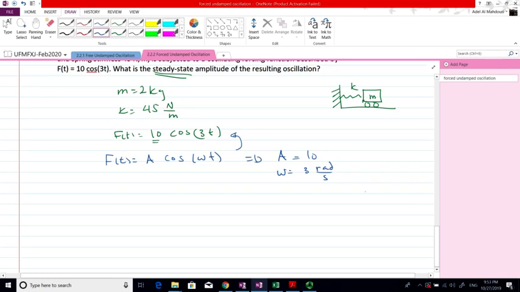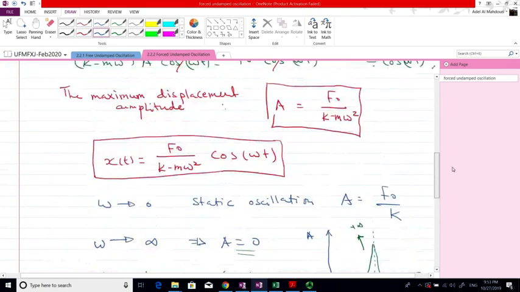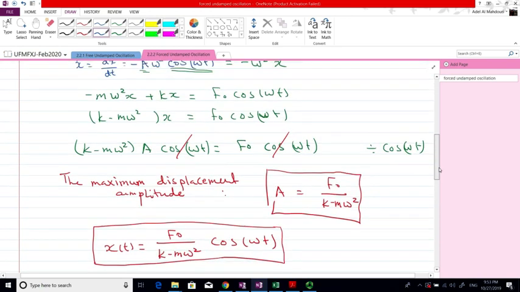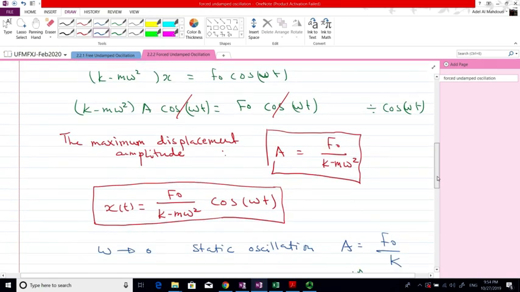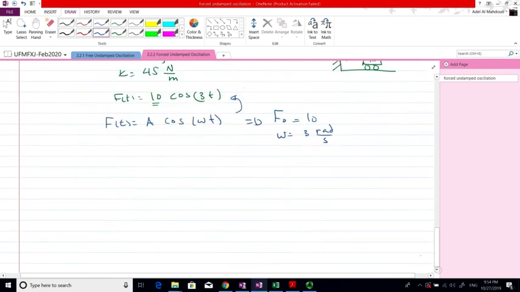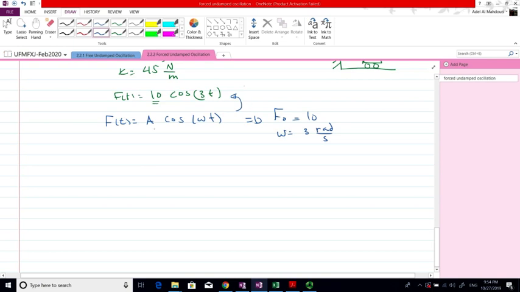So how can we find the steady state amplitude of the system? Sorry, this is not the amplitude, this is F naught, so F naught is 10. Therefore, the amplitude will be F naught over K minus m omega squared.